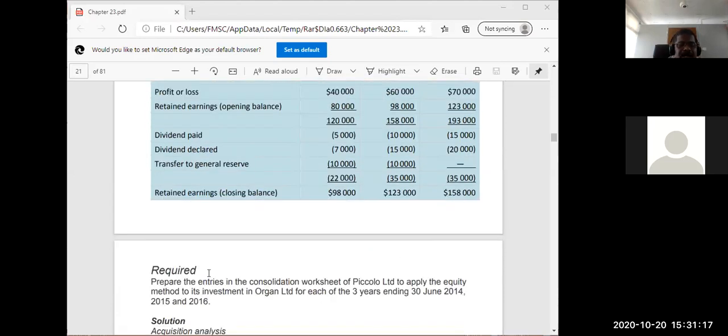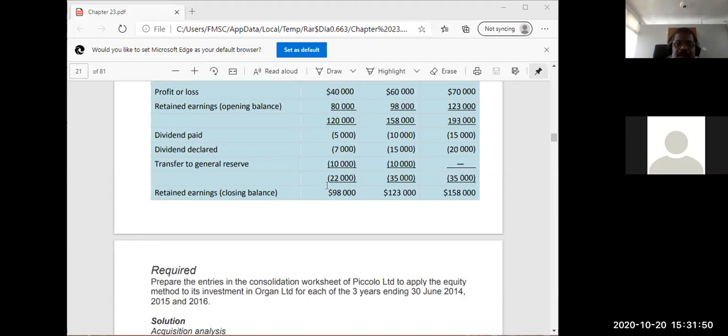And prepare the entries in the consolidated worksheet of FIC Law Limited. Apply the equity method to its investment in Organ Limited for each of the 3 years ending 30th June 2014, 15, 16. Now the question is clear. We have to put the double entry in the books of the investor, not for 1 year, but for these 3 years. That is the idea.